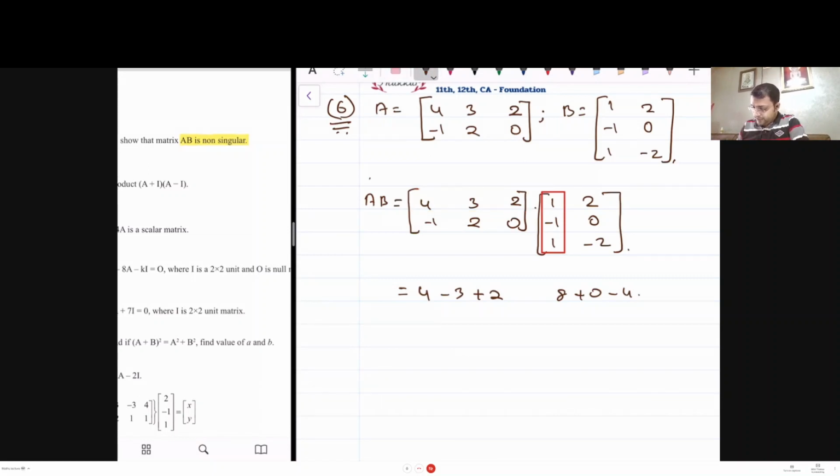Then second row, first column. So what is that? Let us see. -1 into 1, -1, 2 into -1, -2, and 0, so ignore that. -1 into 2, that is -2, 2 into 0 and 0 into -2. So we just get it as it is. Okay.